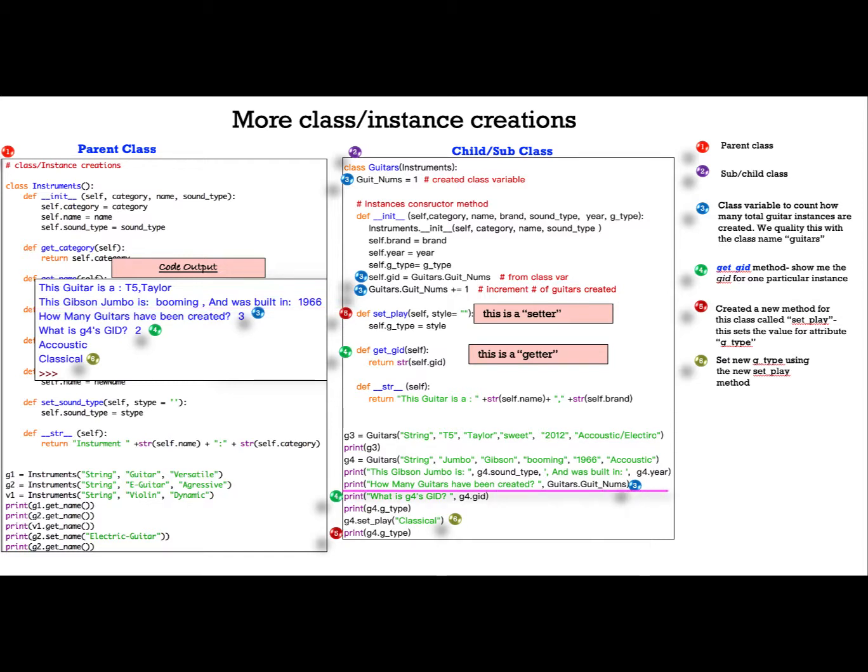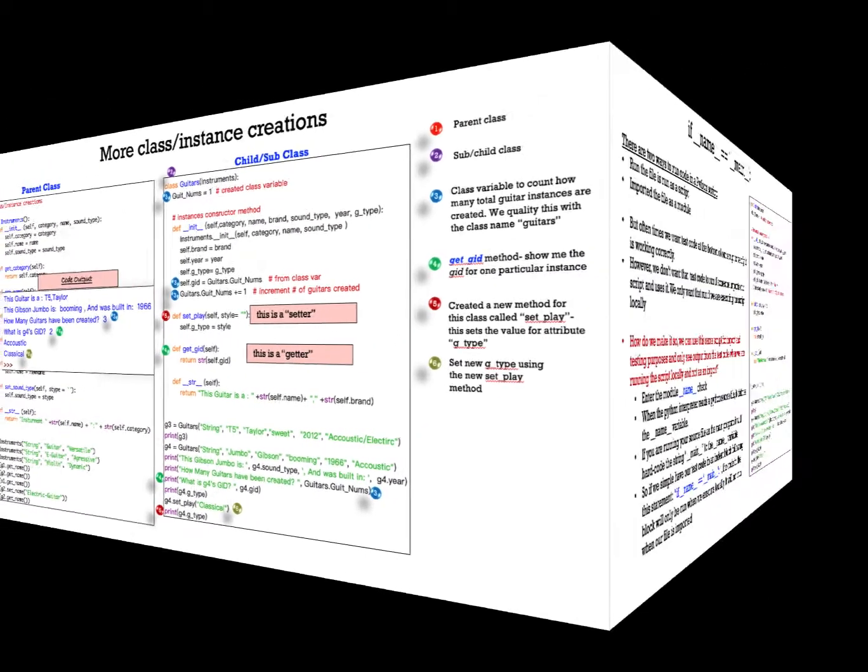Then we ask how many guitars have been created. So now we want to go right to Guitars.getNums. We want to go right up to that class variable that was created to determine how many guitars have been created since we started using this function. And it tells us 3. And then what is G4's GID? It tells us 2. And print G4 gtype, acoustic. And then we set G4 set_play to classical. And when we print that out, it indeed returns classical. So everything's working exactly as we would expect.